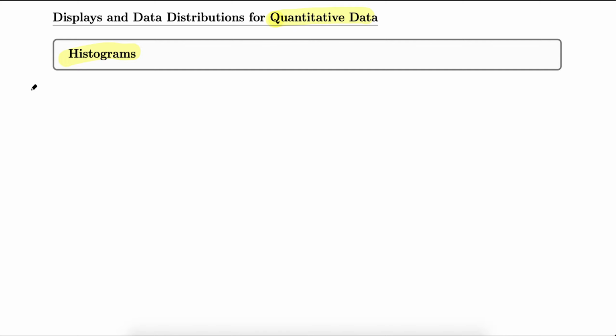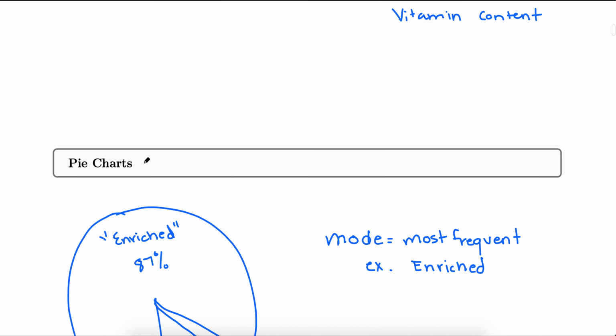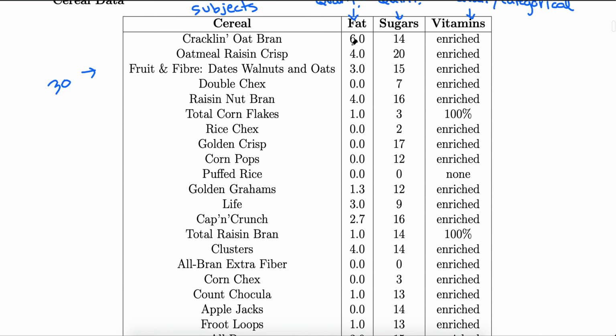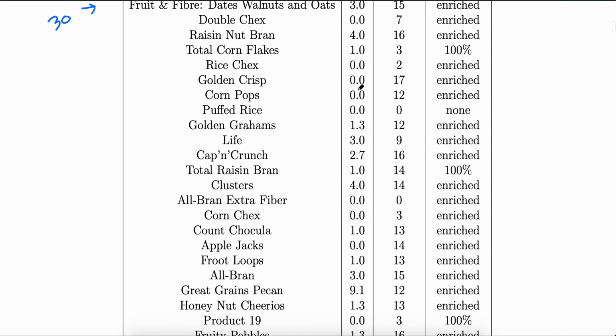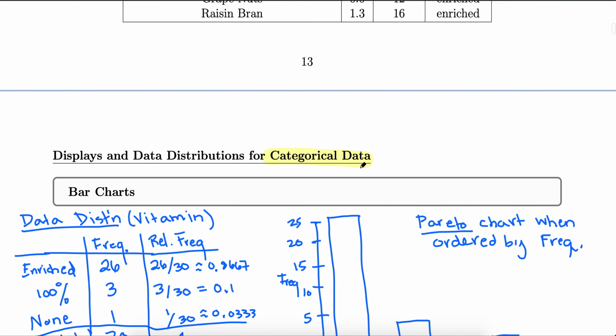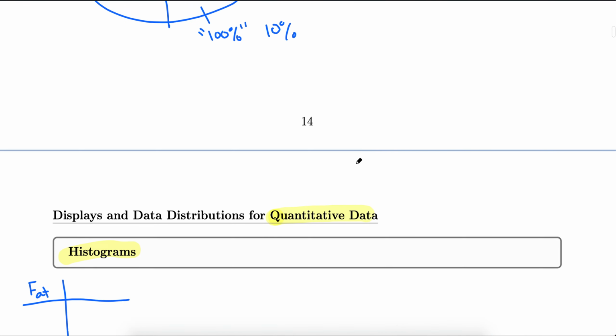So first thing, let's come up with our data distribution. I'm going to be talking about fat content, and we had two options in our data set. We had fat content and sugar content. Let's just check out fat content. If you peek back at the data for fat content, you can see we have anywhere from 0 grams of fat, which looks like the lowest, all the way up to 9.1 grams of fat. Great Grains pecan, I guess there's a lot of pecans in there. Okay, so 0 to 9.1.